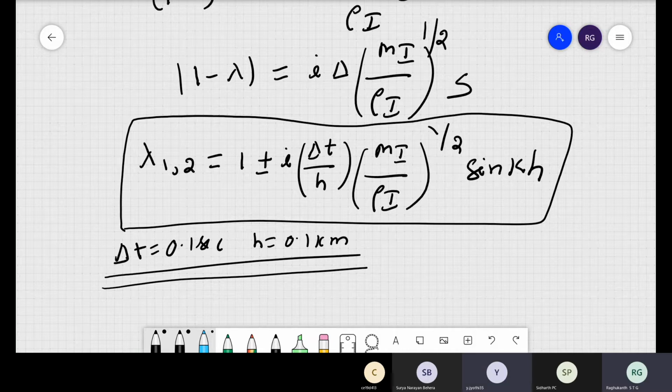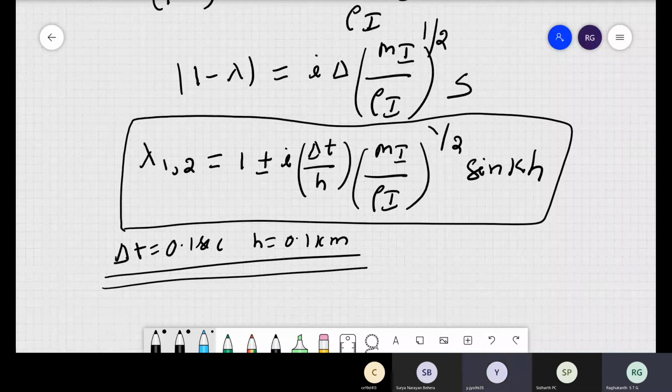If we take 1 plus, it will be greater than 1. If we take 1 minus, it will be less than 1. So always among these two lengths you will have one root which is always greater than 1.